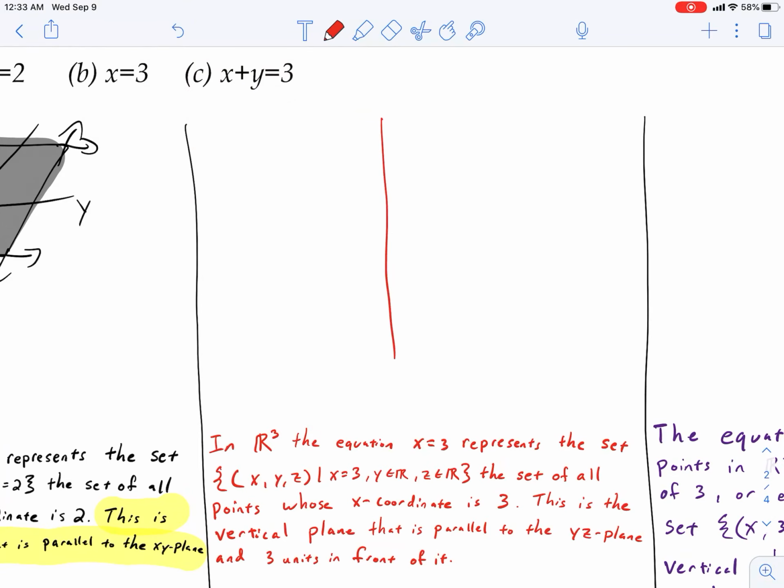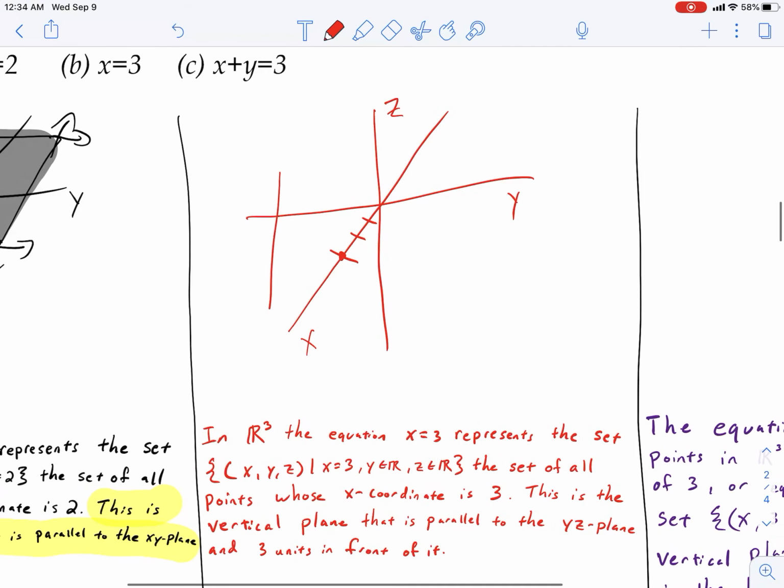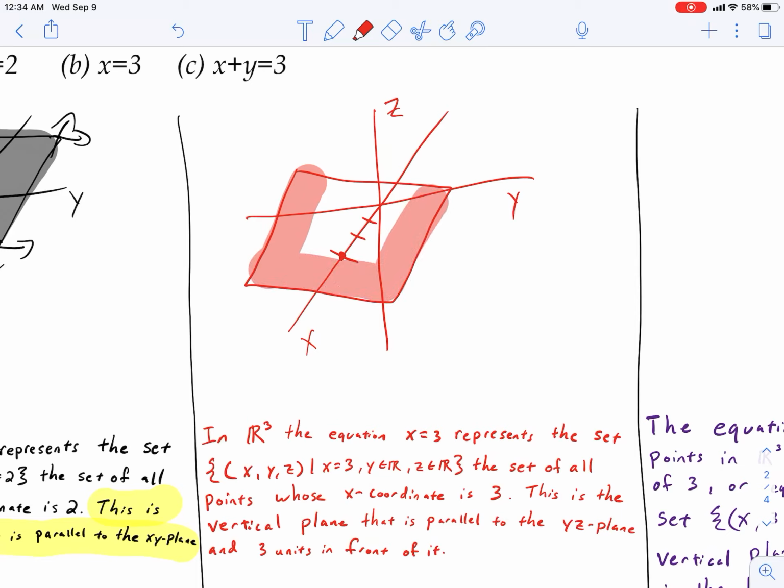So again, I'm going to draw a three-dimensional coordinate system. x, y, and z. And for this equation, we know that x is always defined as 3. So I'm going to go out 3 units on the x-axis, and it's just going to be a plane at x equals 3. And this plane, let's see if I can draw that a little bit better. This plane is going to be parallel to the zy plane. And it's up on the x-axis.